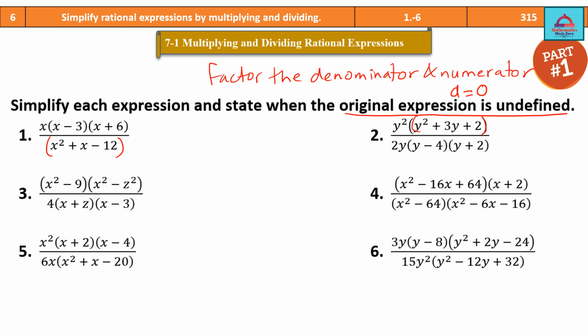For example, the denominator here is 2y multiplied by y minus 4 multiplied by y plus 2. So this one is going to be undefined at 3 points. One is y equal to 0, one is y equal to 4, one is y equal to minus 2. So at the points where the denominator becomes 0, that is when the rational function would be undefined. So we are going to use this concept to get to the solution. So let's see the solution on the next slide.